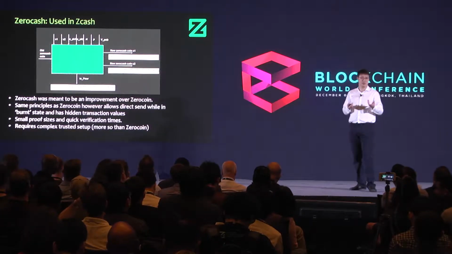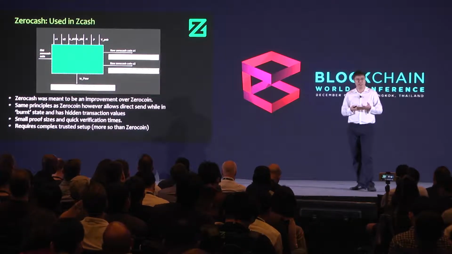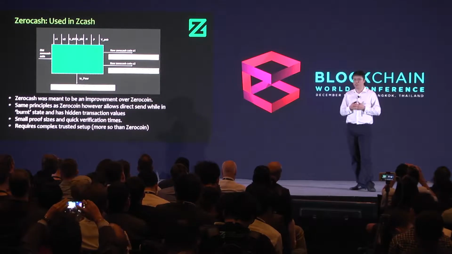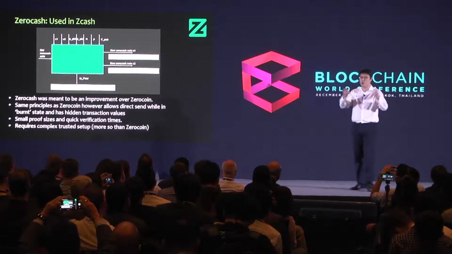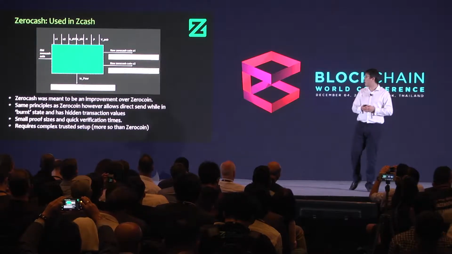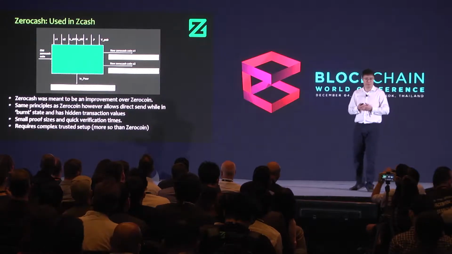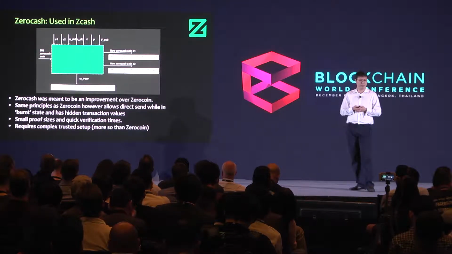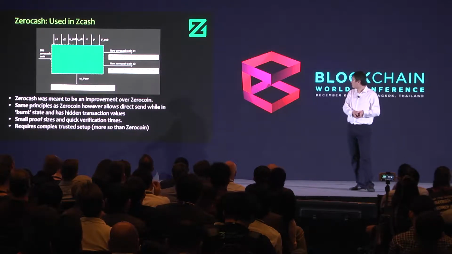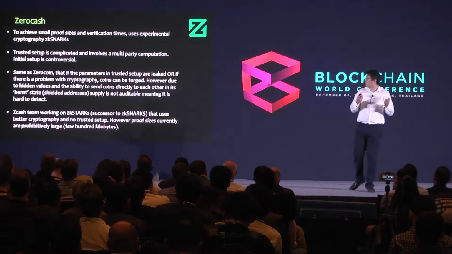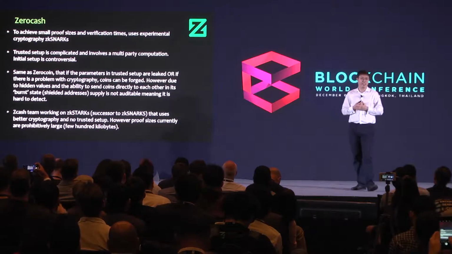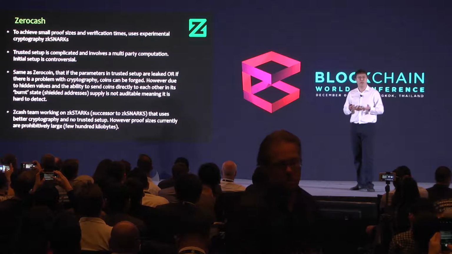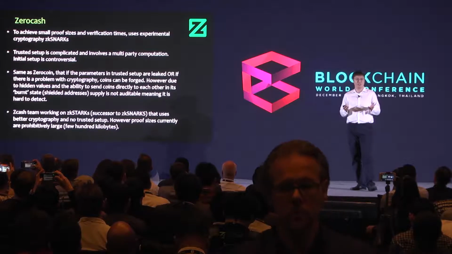However, it's not perfect. It requires a very complex trusted setup. I don't know if you guys are familiar with the Zcash trusted setup ceremony. It was 6 people. They went into the desert, and basically they had to destroy the parameters. And we are trusting that these parameters were destroyed correctly. To achieve small proof sizes and verification time, it uses experimental cryptography called zk-SNARKs, and I don't think it's used anywhere else besides Zcash.